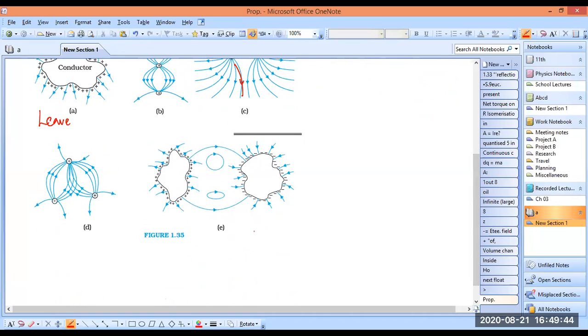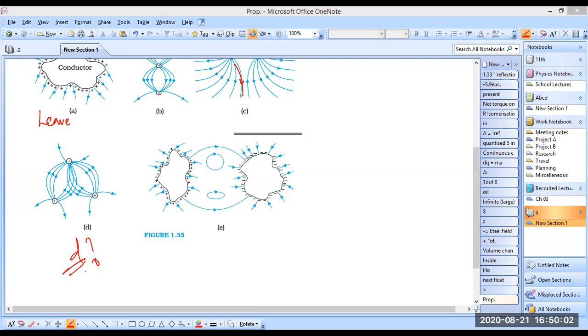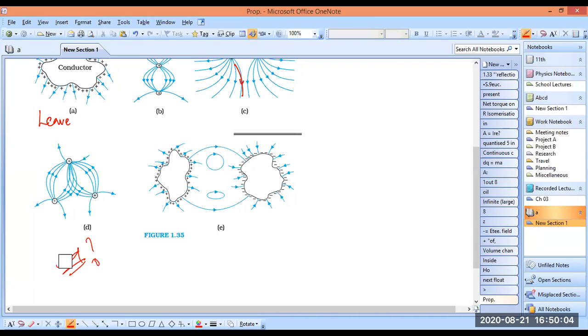Now you have D. D is obviously rubbish. Tell me why it's wrong. What about D? Is it right or wrong? If wrong, why is it wrong? Why is it incorrect? Okay, very good. Field lines cannot intersect. Very well identified, people. Right here you can see the field lines are intersecting. That is not allowed, right? That's not how it happens. So intersecting is not possible. So D is wrong.